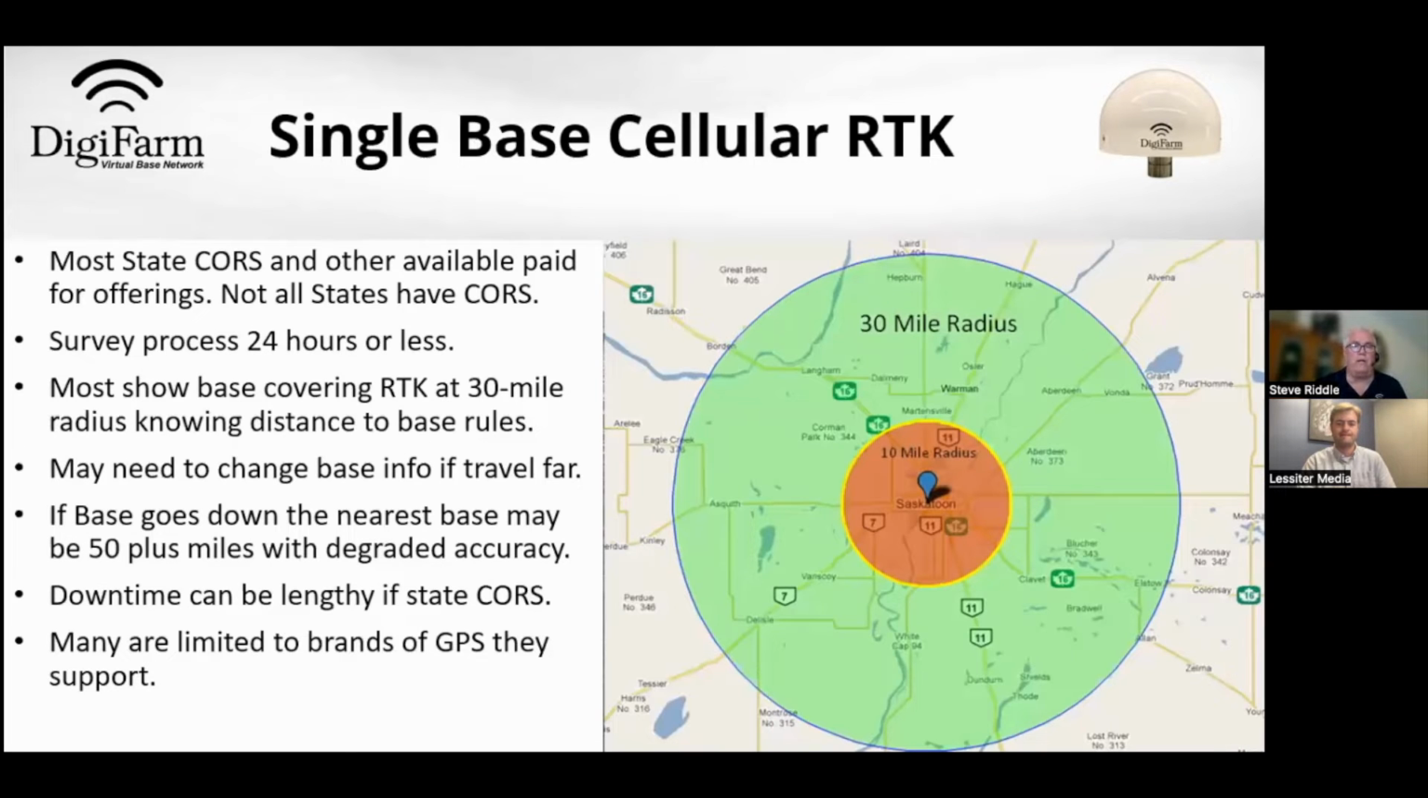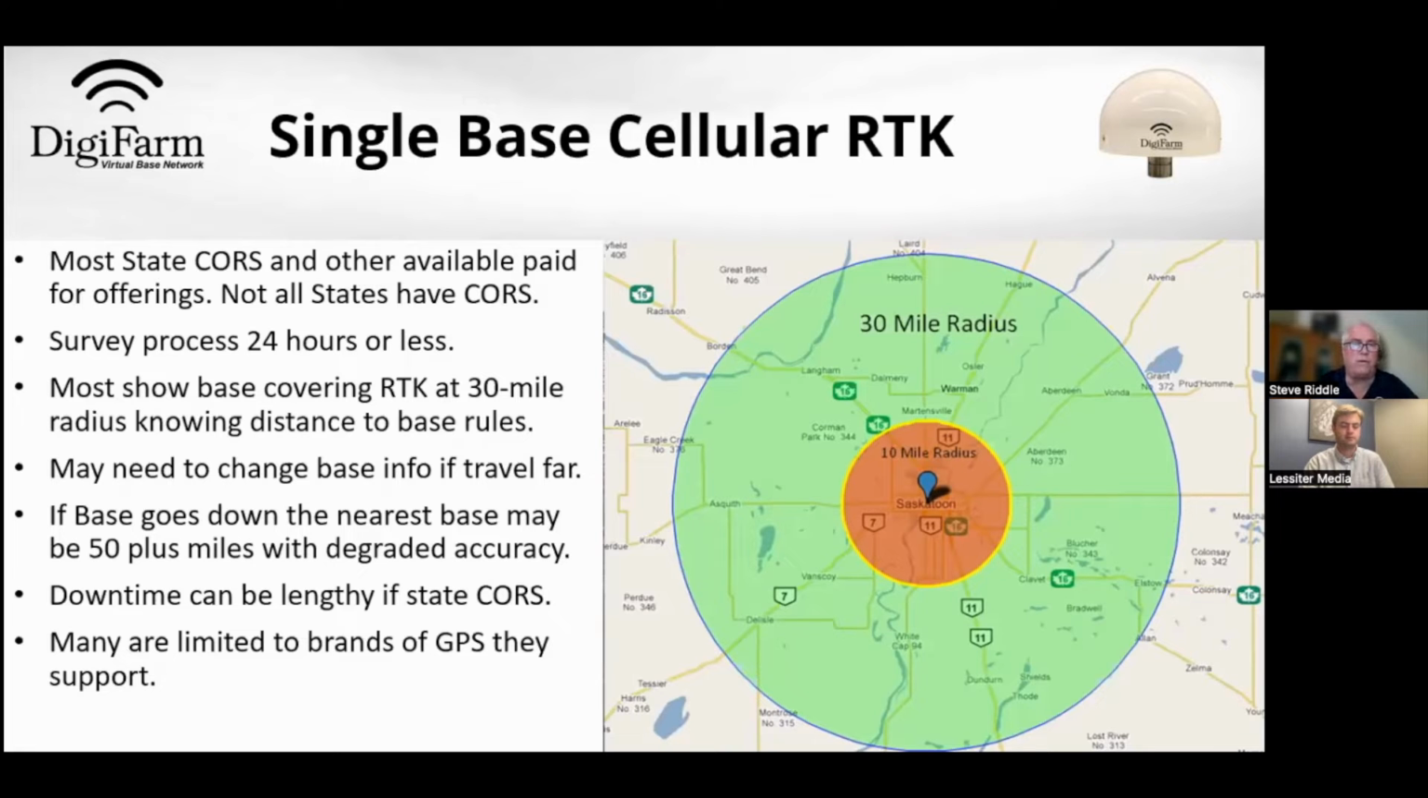So now we're going to get into the cellular RTK, and first I want to talk about single base cellular RTK corrections. Similar to radio in the fact that there's a base station out there, there may be what somebody's calling a whole network of them, but it's kind of like radio. One base station doesn't know that the other exists. So, is it really a network, or is it just a bunch of them out there?